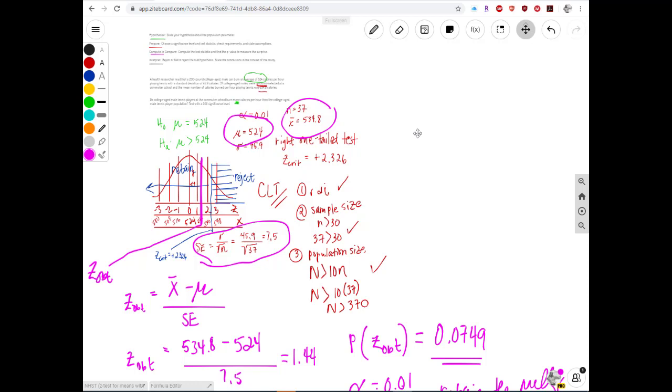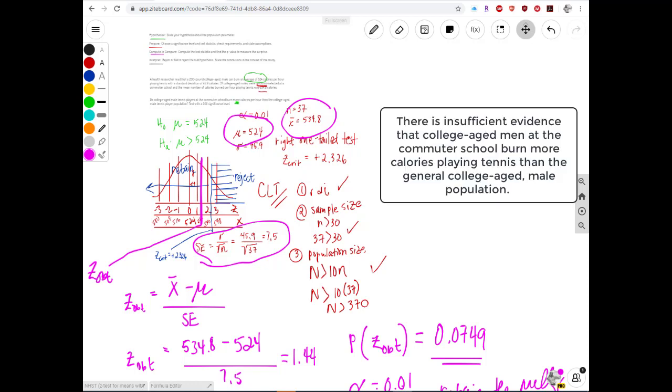So we have decided that we're going to retain the null, and if we were going to state this in the context of the study, we would say that there is insufficient evidence that the college-aged men at the commuter school burn more calories playing tennis than the general college-aged male population.